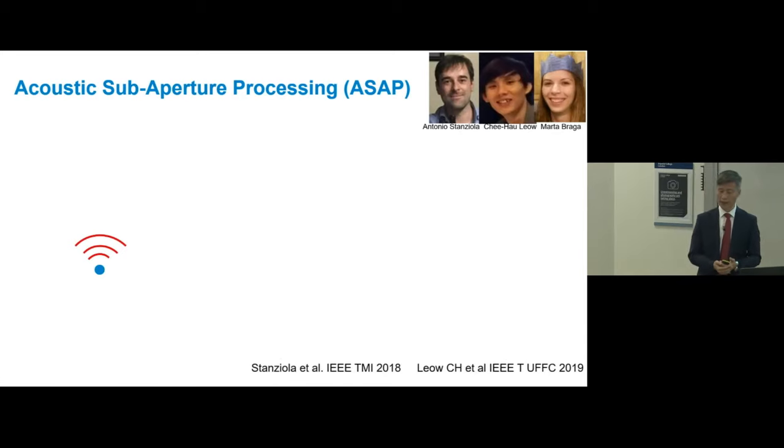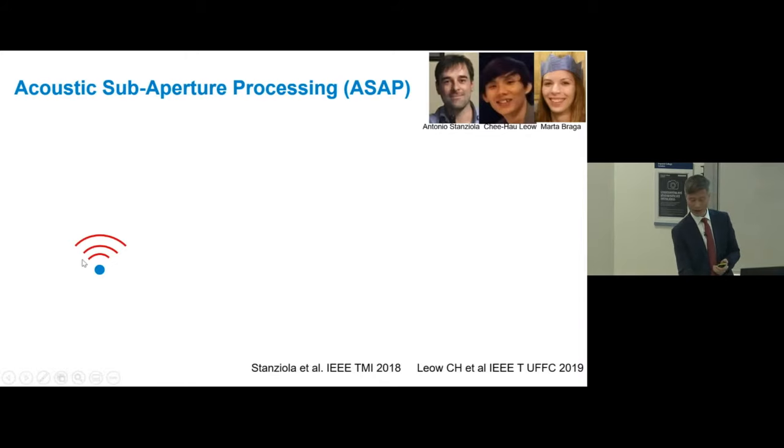Okay, so this is another study. Sometimes some people don't really like ultrasound images. They feel like they're noisy. Indeed, sometimes ultrasound images are noisy, right? So Antonio and his co-workers are trying to look at how we can reduce the noise. We gave this a name, ASAP. We're quite happy with the name.